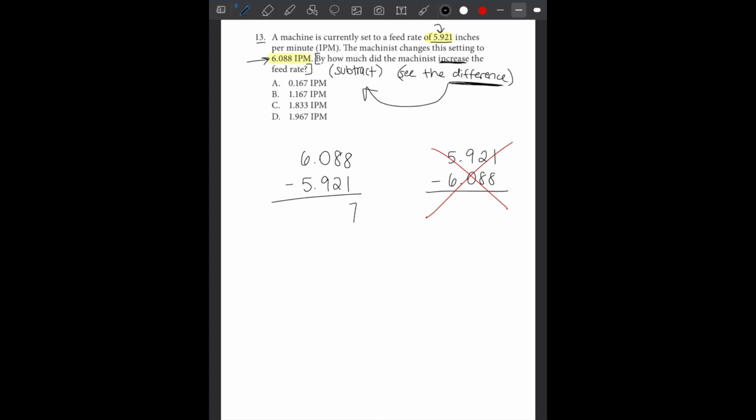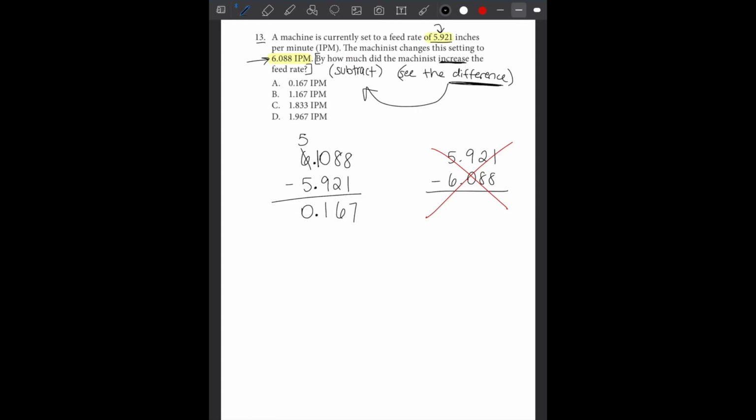8 minus 1, 7. 8 minus 2, 6. Can we do 0 minus 9? No. So we have to borrow from the 6. It becomes a 5. Bring that 1 to the 0. So it's 10 minus 9, which is 1. 5 minus 5 is 0. And we bring down that decimal point.